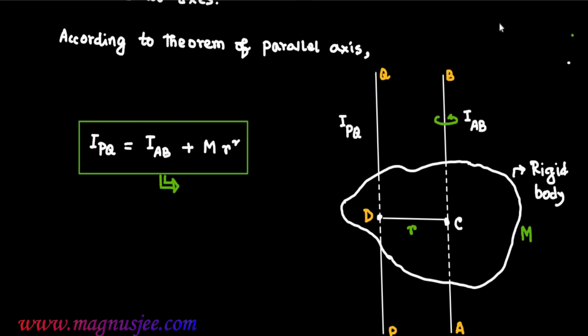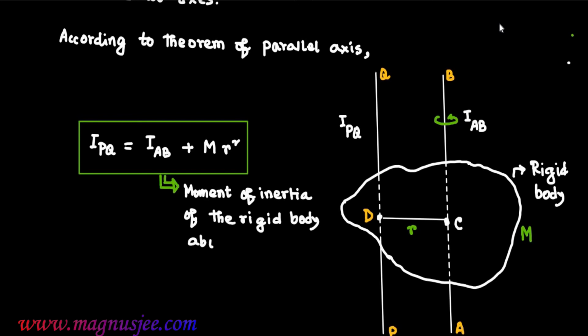IPQ is the moment of inertia of the rigid body about the axis of rotation PQ, which is parallel to another axis AB passing through the center of mass of the body. IPQ equals IAB plus MR squared, which is the moment of inertia of the rigid body about the axis of rotation PQ.